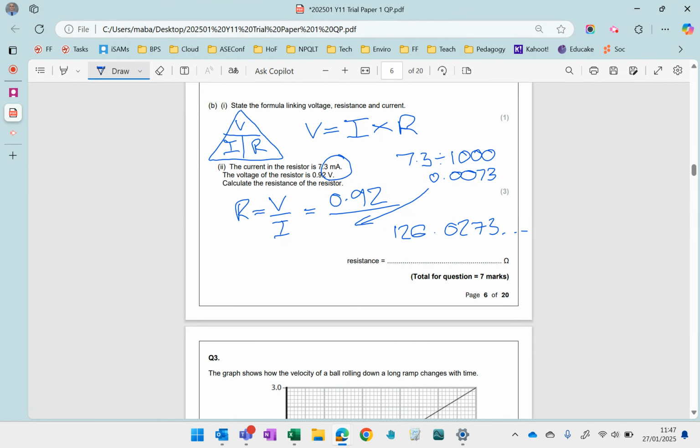So how many significant figures should we give our answer to? Well, if you have a look in the question, this is given to 2 significant figures, and this is given to 2 significant figures. So if our input data is given to 2 significant figures, that means that the answer should be given to 2 significant figures. So the best answer here is 130 ohms. 126 ohms would also have been acceptable, but the best answer is 130 ohms.